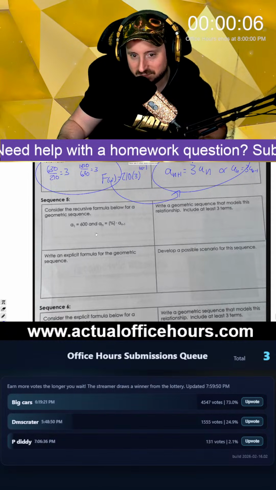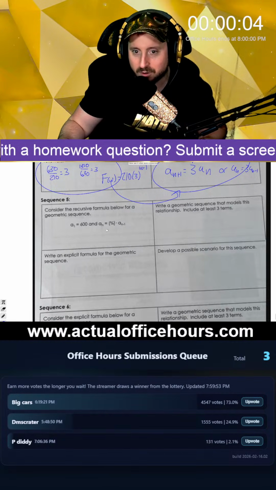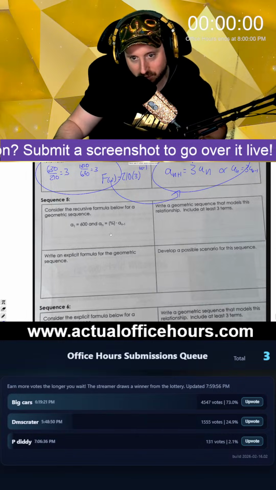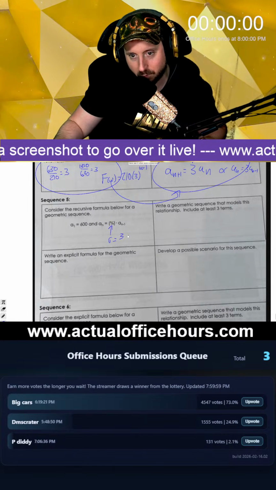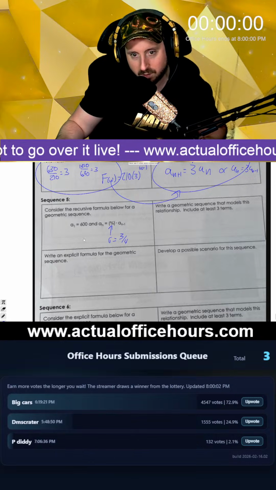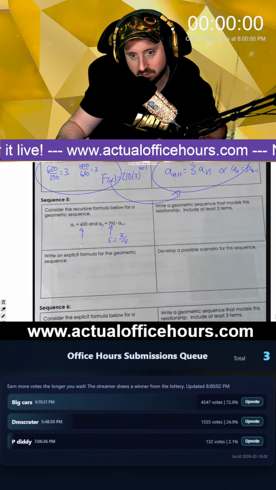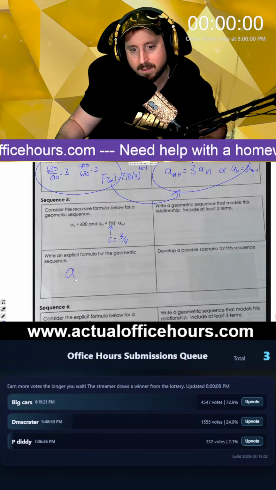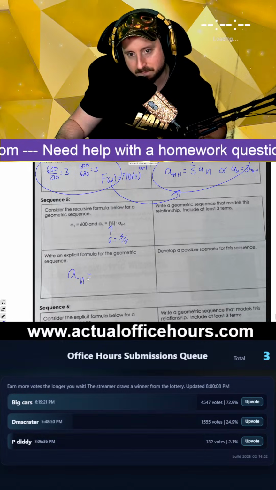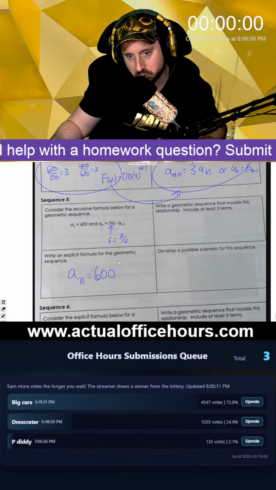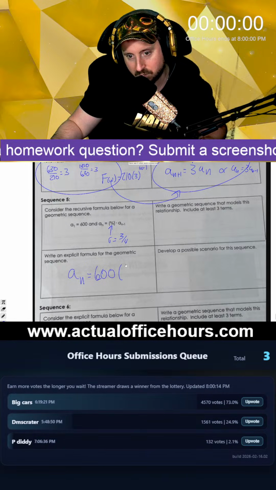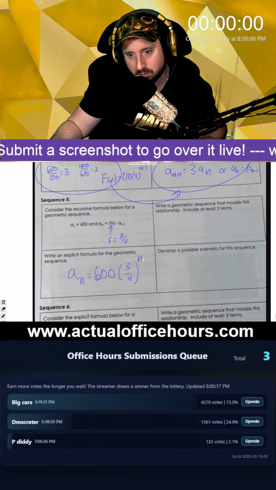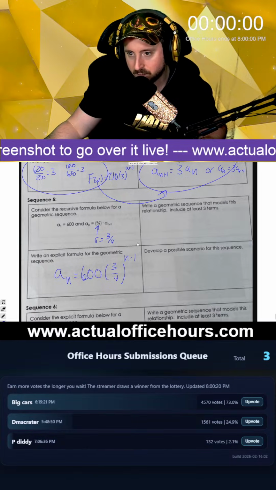Explicit formula. So wait, isn't that already given? Oh no, I see what they say. Okay, the explicit formula here. This tells you that r is equal to 3/4. And then this is A1. So you'd say that A sub n is equal to 600 times 3/4 to the n minus 1. I think that's correct.